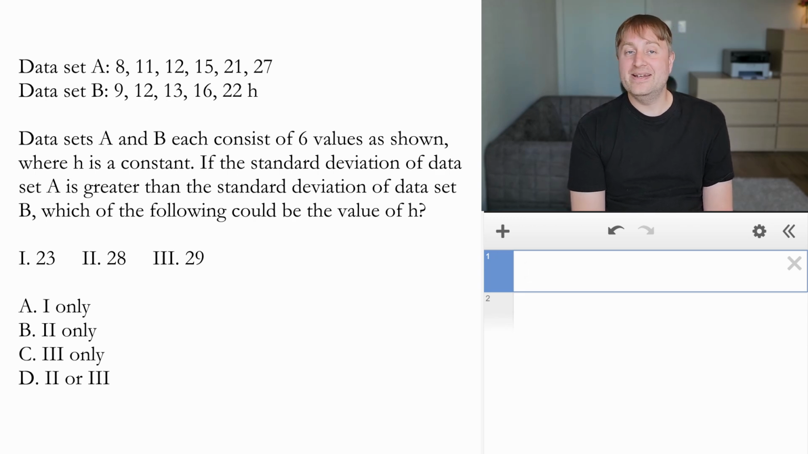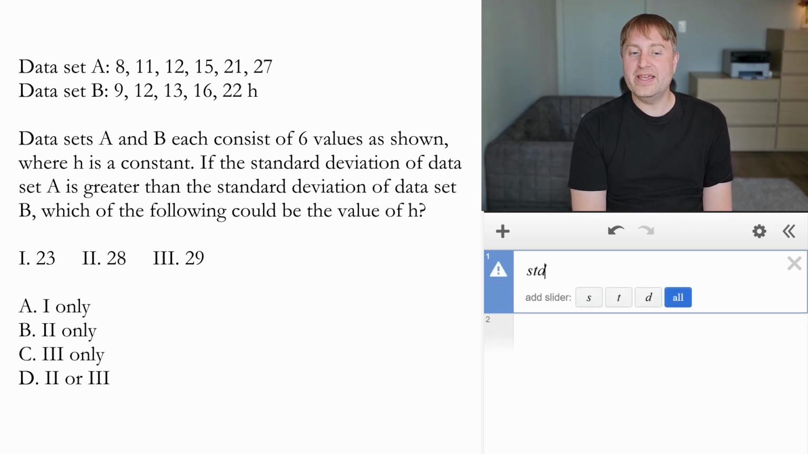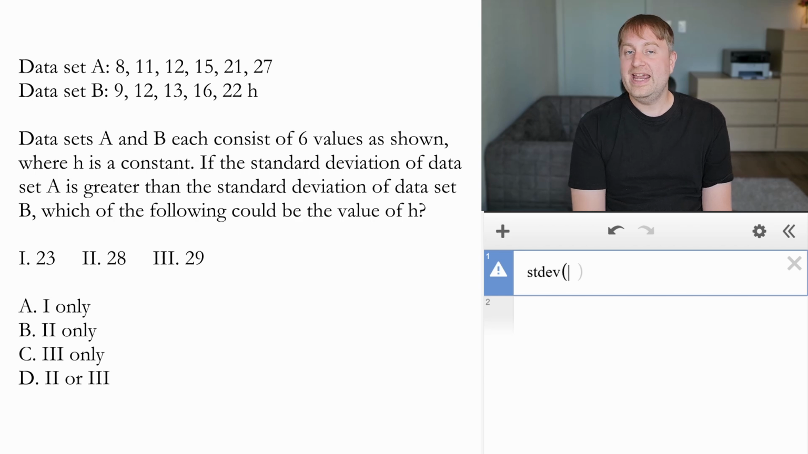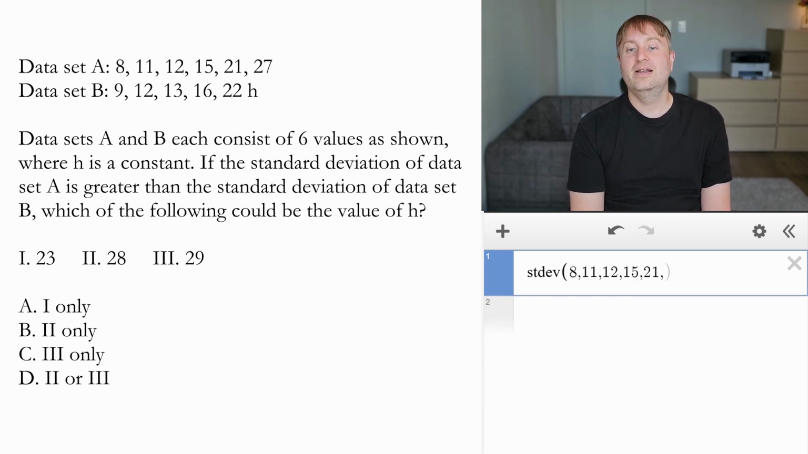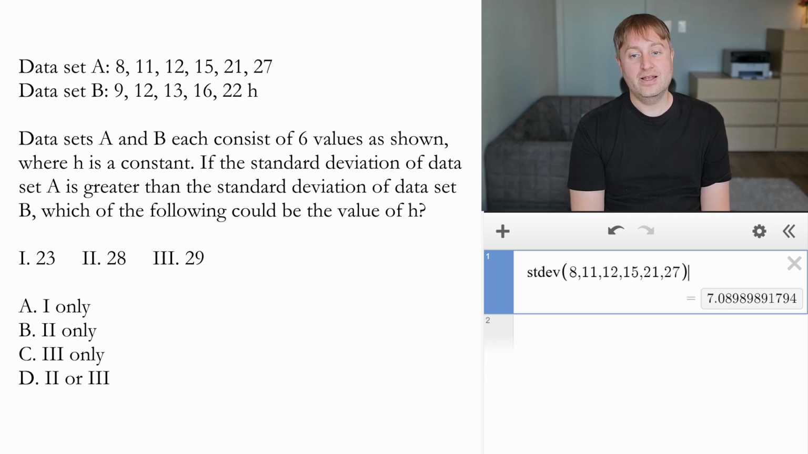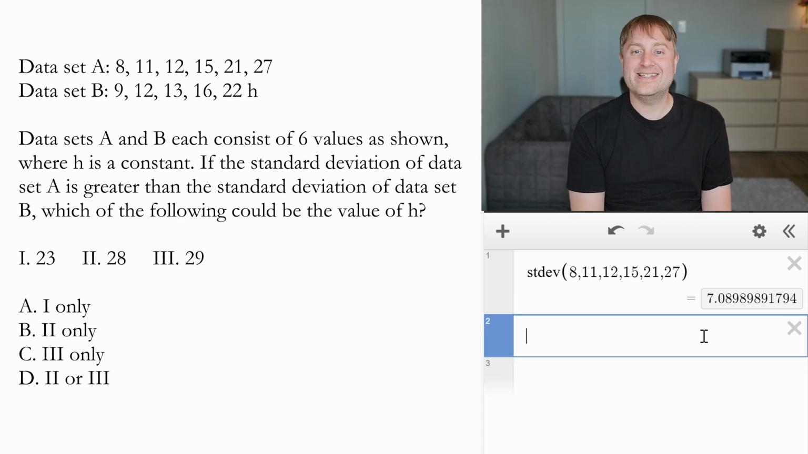So I'm going to type in stdev parenthesis 8, 11, 12, 15, 21, 27, and then I'm going to close the parentheses. And as we can see, the standard deviation for that first set is 7.08989.